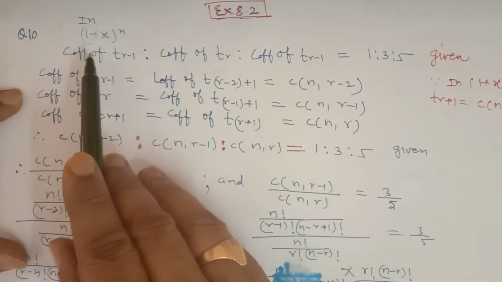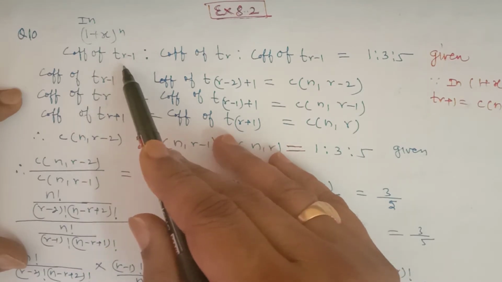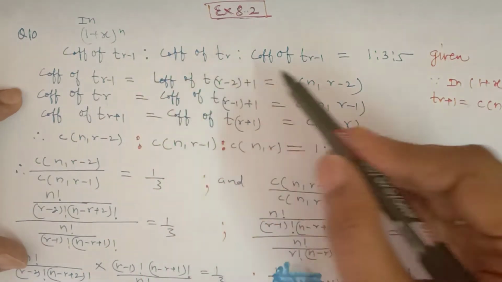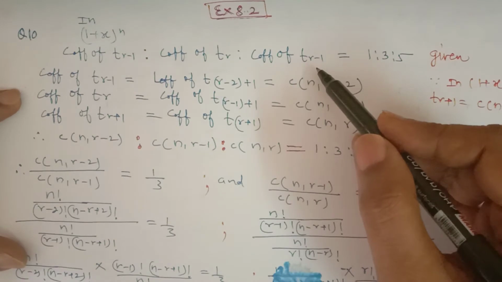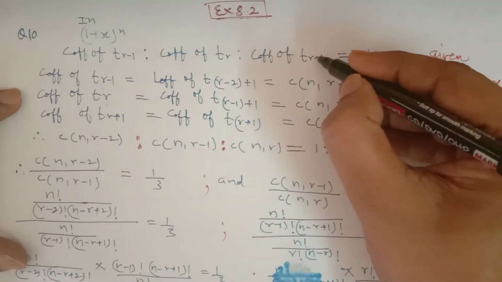and it is given that the coefficients of the (r-1)th term, rth term and (r+1)th term are in the ratio 1 : 3 : 5.